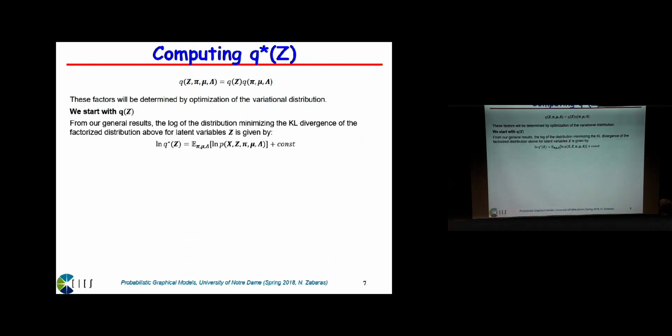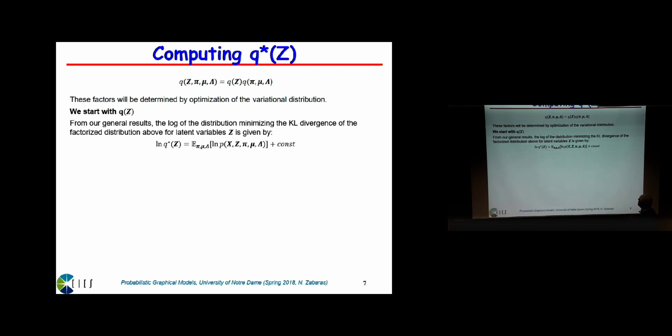Okay, so we start with q of z, and the algebra is going to be painful, so I'm going to try to keep clicking, assuming you give me a sign that you understand nothing, and in that case I will click twice. So the log of q of z, that's the optimal distribution, is the expectation with respect to all the other variables, pi, mu, lambda, of the log of the joint log likelihood, right?